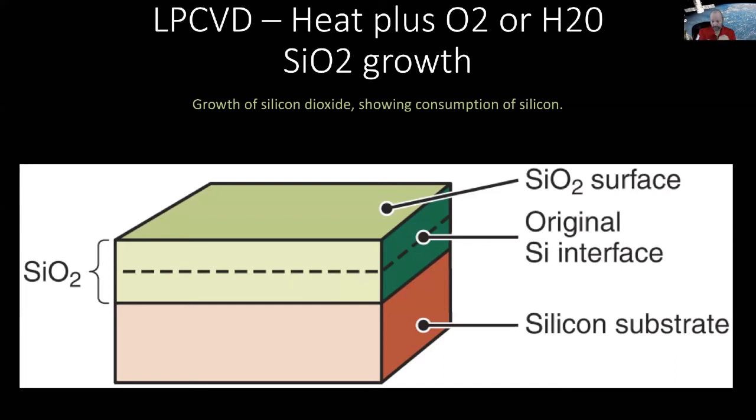That's why we have to put it in a furnace at really high temperature. Then those oxygen molecules are moving really fast, and they can get through the oxide that you've already created and react with the silicon that's underneath the formed oxide layer.